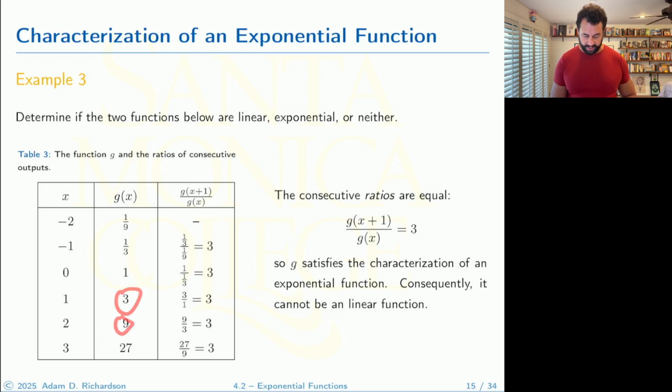9 divided by 3 is 3. 27 divided by 9 is 3. So here's a situation where the consecutive ratios are equal. And every time we divide these consecutive outputs, we're getting the same number, 3. So this satisfies the characterization of an exponential function. And in fact, this is the growth factor. This is A, the base A in that case.